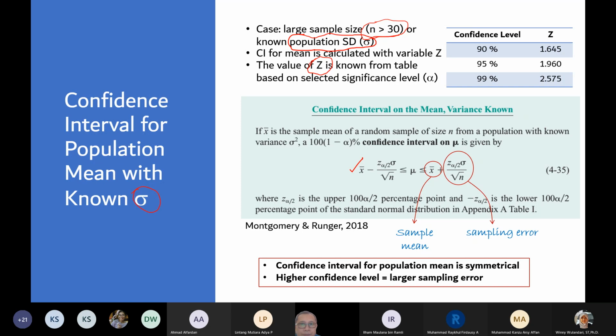Assume to be known. Okay. The value of z, the value of variable z, depends on the value of alpha that we select.